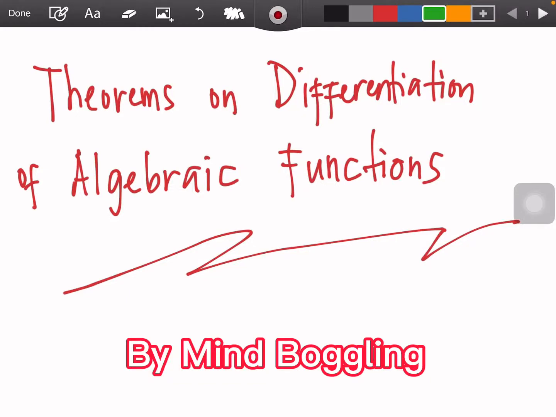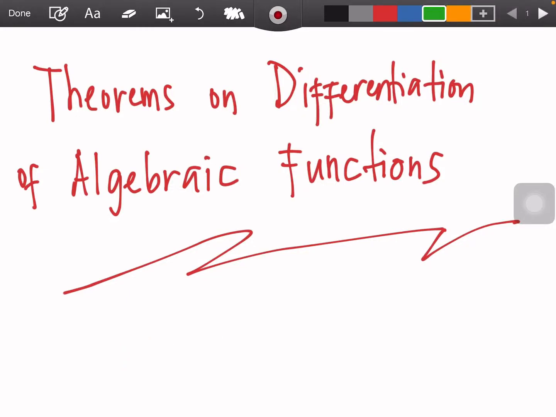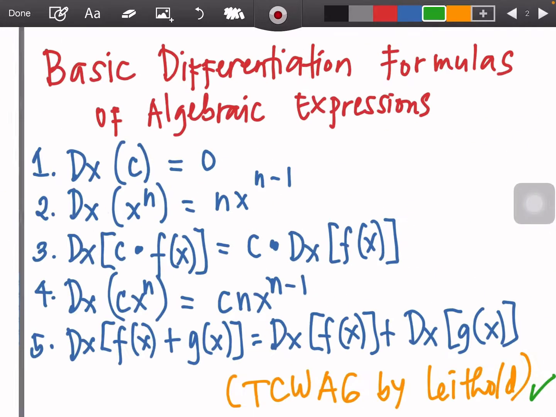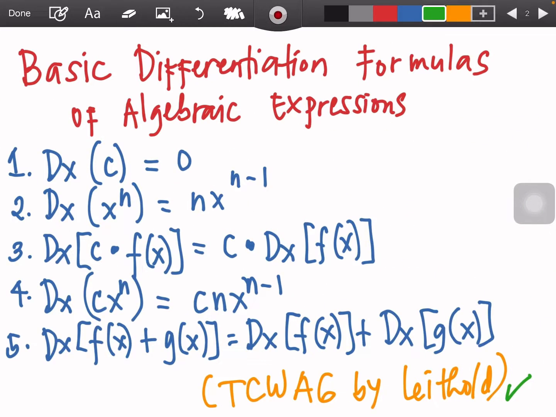Good afternoon, teachers. Today we are going to tackle theorems of differentiation of algebraic functions. We will focus our attention on the basic differentiation formulas of algebraic expressions taken from the book of Leithold entitled The Calculus with Analytic Geometry.